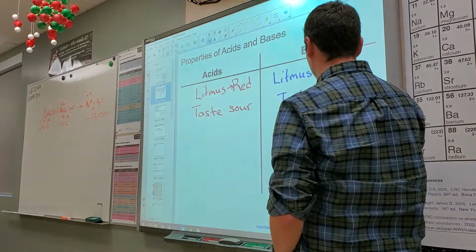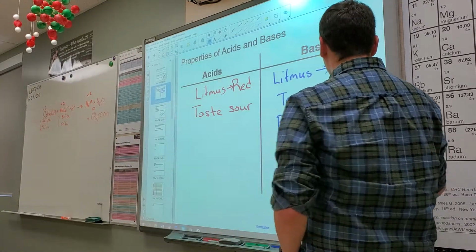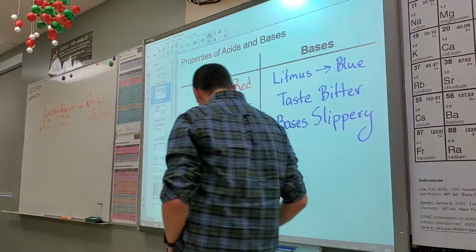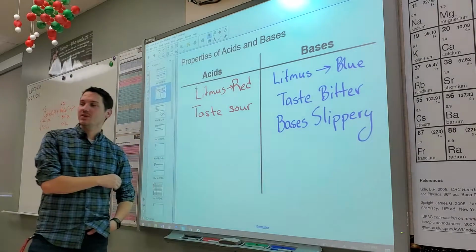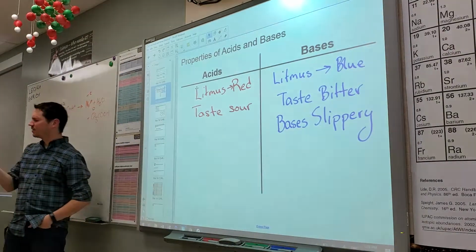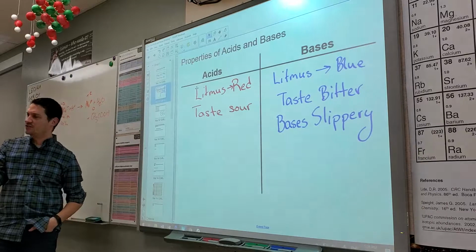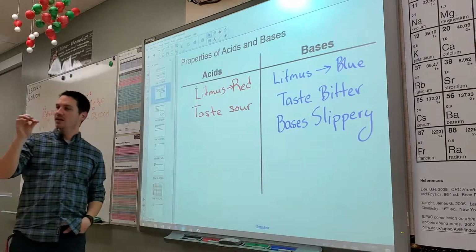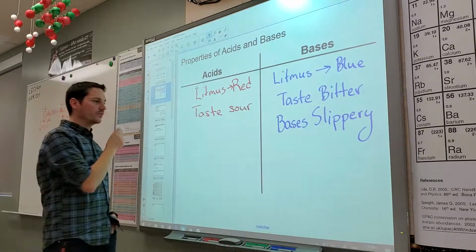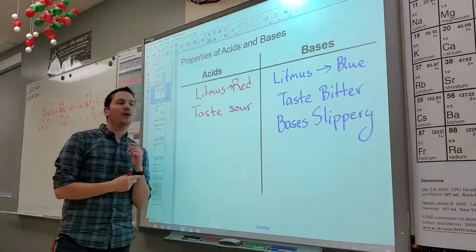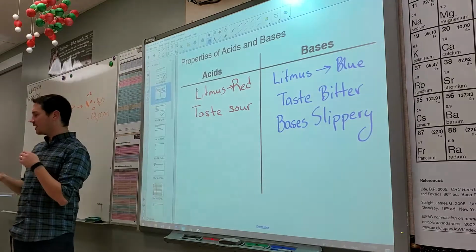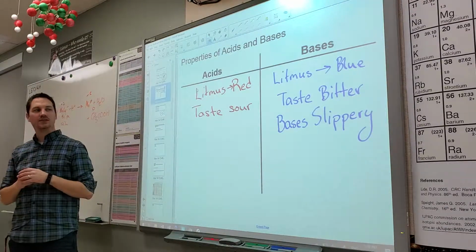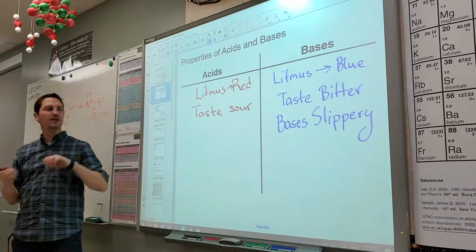Bases feel slippery to the touch. And that's because bases can react with the fats and the oils on your skin, and they can make a soapy kind of compound that allows your fingers to glide together really easily. Now, I don't know if acids are sticky necessarily, so that's not necessarily true all the time, but all bases feel slippery.